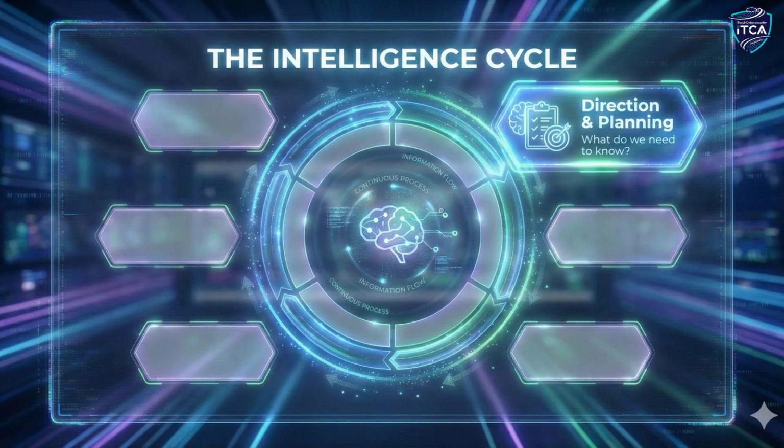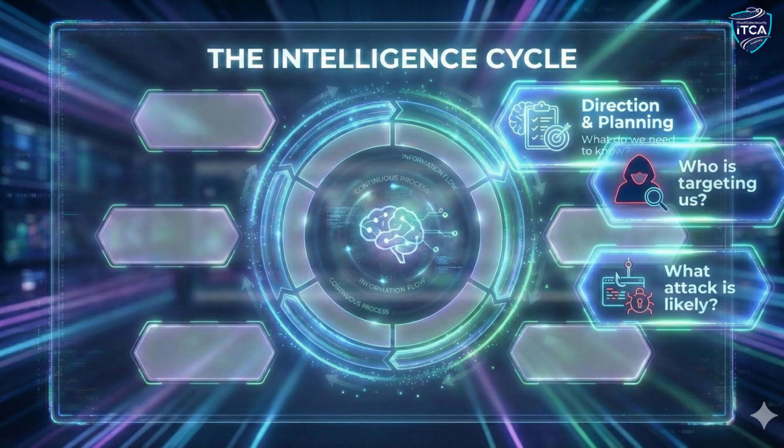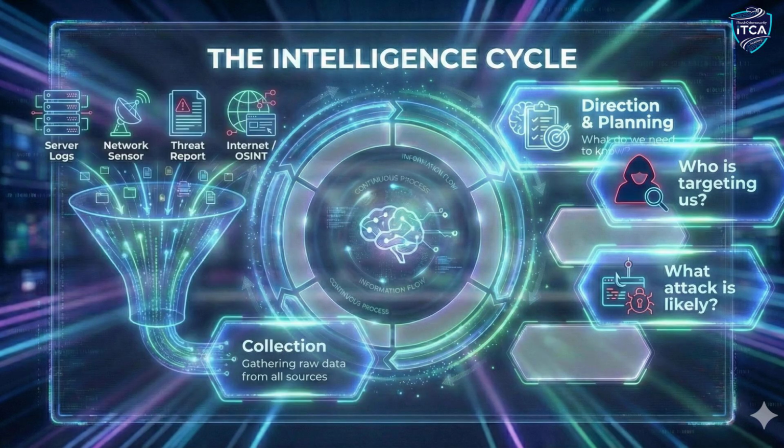The cycle begins with direction and planning, where decision-makers define intelligence requirements and identify what they need to know. This could include questions such as who is targeting the organization, or what type of attack is likely. The next stage is collection, where data is gathered from various sources such as logs, sensors, reports, and open-source information.